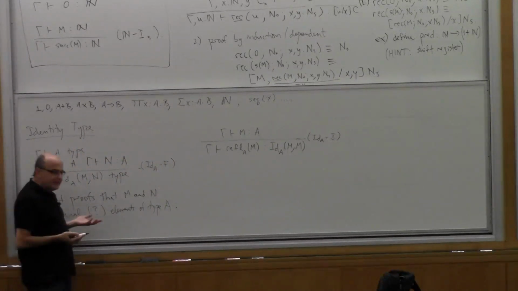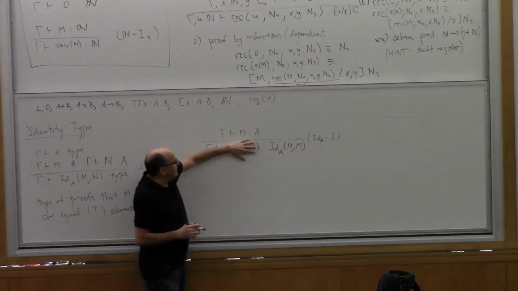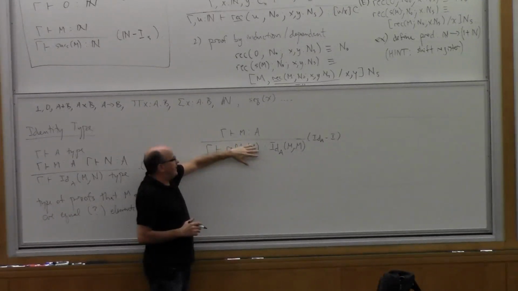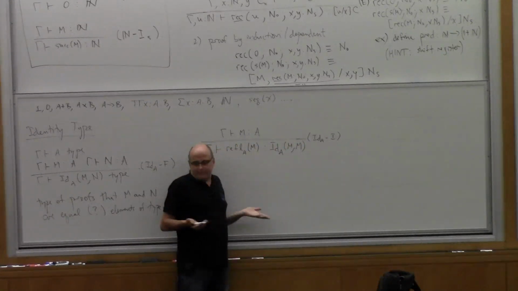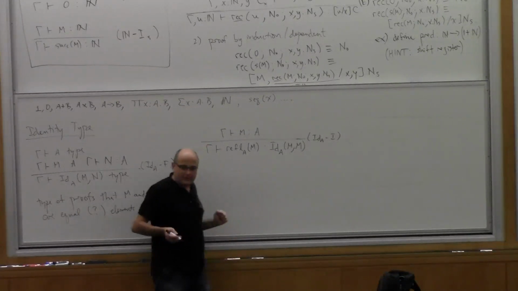So you have to get used to this idea of proof objects. If you just read this as true, what this says is forget the m part, or you need to know the m part, but you forget this part, and it's just saying that it's true that m is equal to m. It's reflexive, okay?